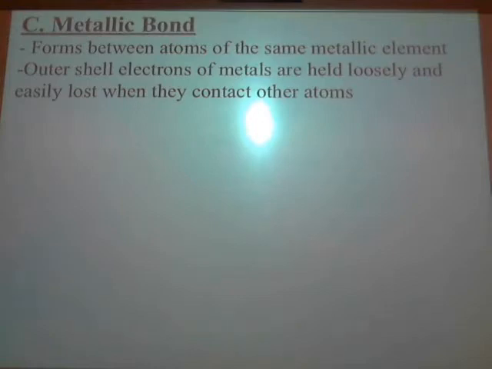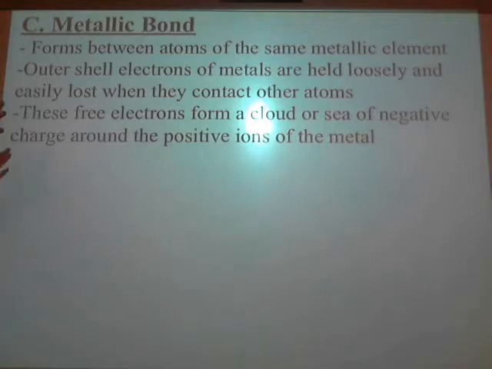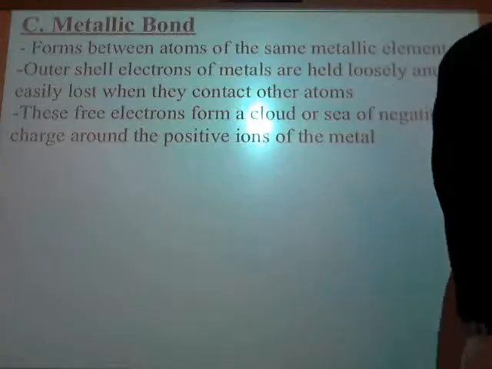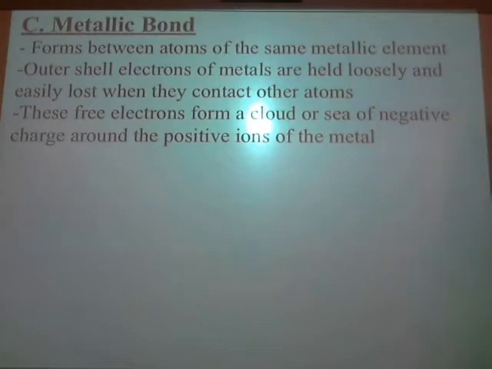But what happens is these electrons get knocked off, and they form kind of like a sea or a glue that holds together all those other ions that are left behind. Okay? The free electrons form a cloud or a sea of negative charge that acts like a glue that holds the other positive ions together. Because when a metal loses its electron, it forms an ion.